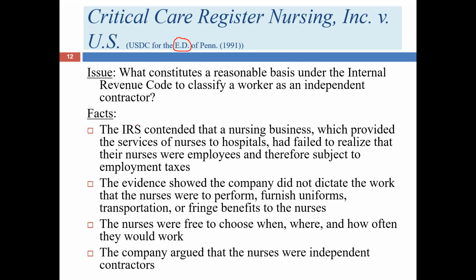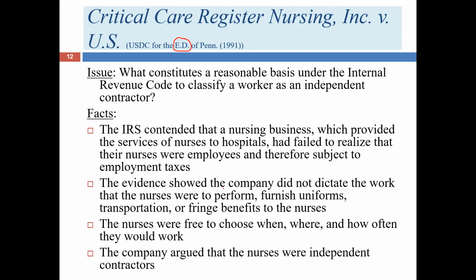Okay, so the IRS contended that this particular nursing business, it was called Critical Care Registered Nursing, it was a business that employed, or I guess I shouldn't say employed, it had nurses who worked for hospitals, and it was kind of like a staffing business. Anyway, the IRS was saying that this business should have treated its nurses as employees and therefore collect various employment taxes.